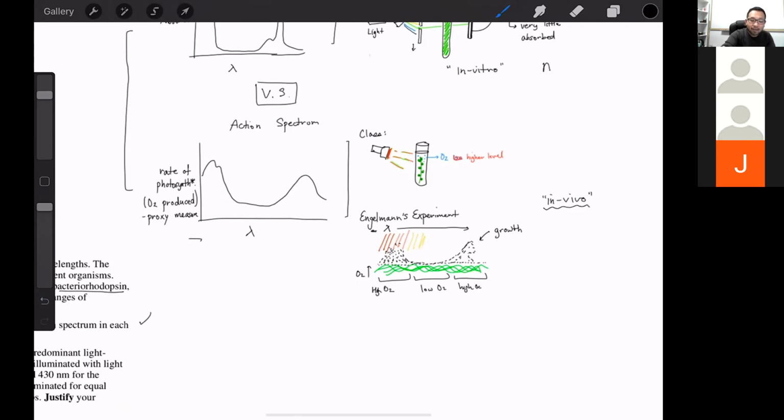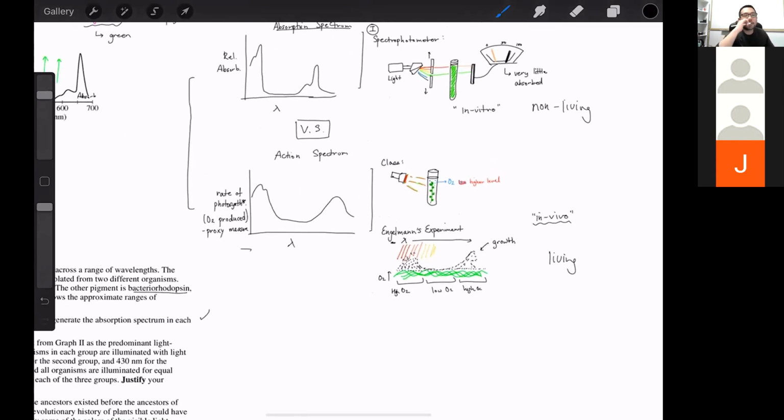So this is non-living, this is living. And that's the biggest difference that I want you to keep in mind. And the reason I want to stress this so much is that in so many of the exams that I've seen implemented in the past, some variation of this question came out. One of the things they always ask is whether the absorption spectrum requires living things or whether the action spectrum can be drawn from non-living systems.